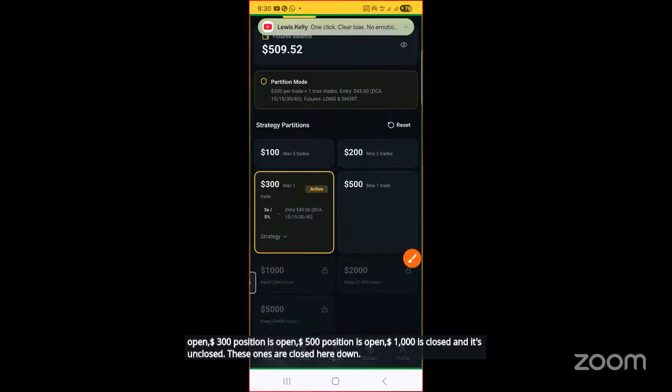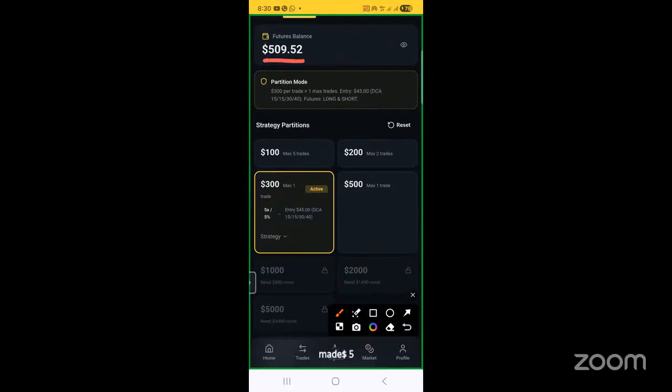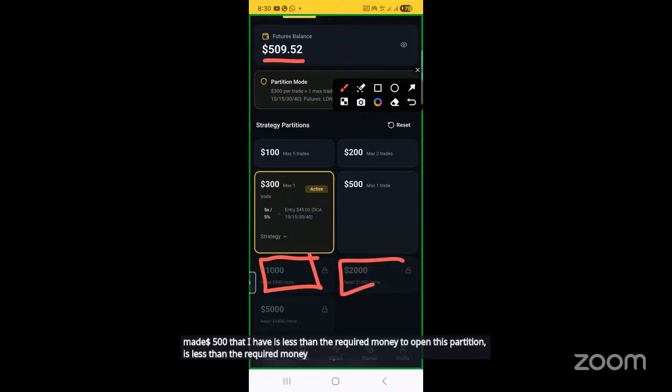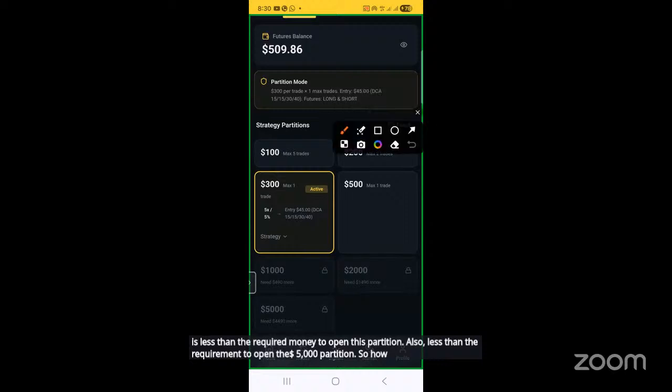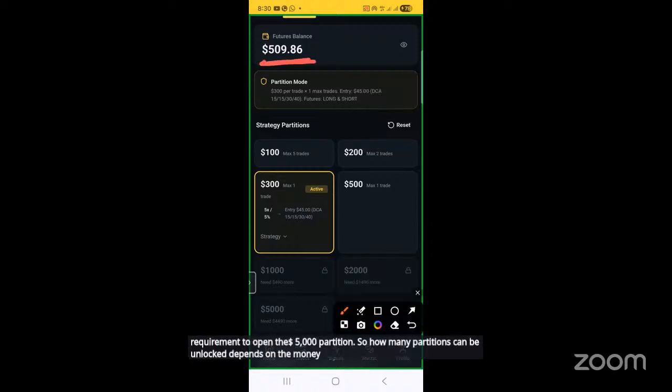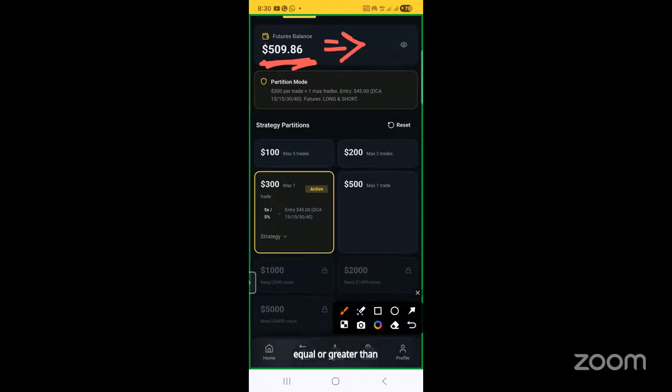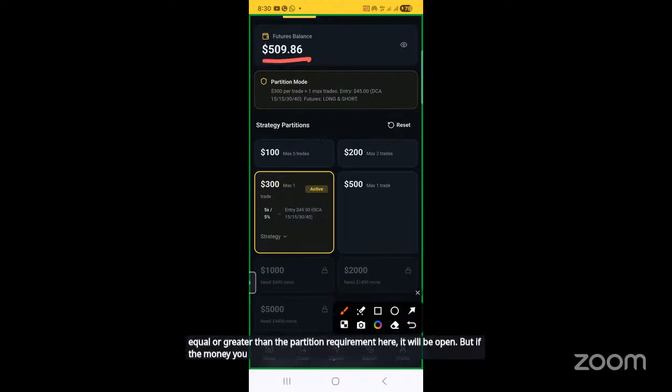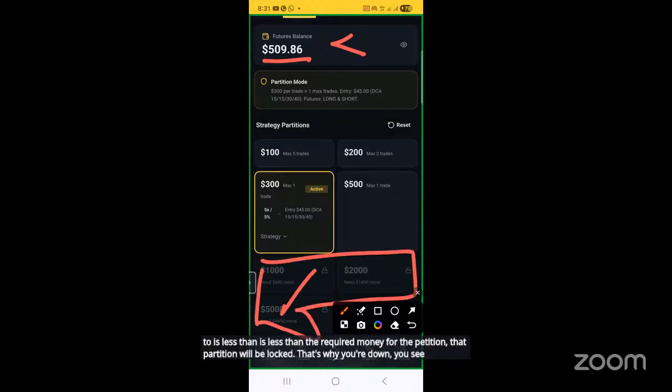Why are they closed? It's because the $500 that I have is less than the required money to open this partition. It is also less than the requirement to open the $5,000 partition. So how many partitions can be unlocked depends on the money you have here. If the money you have here is equal or greater than the partition requirement, it will be open. But if the money you have here is less than the required money for the partition, that partition will be locked. That's why down here you see these partitions are a no-go zone.